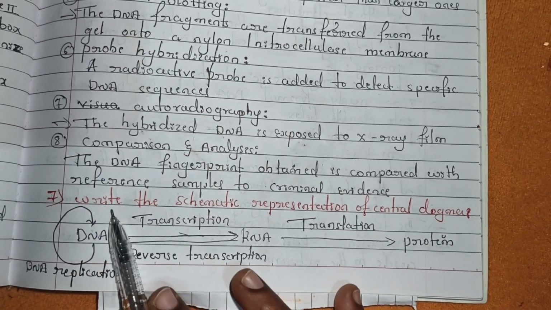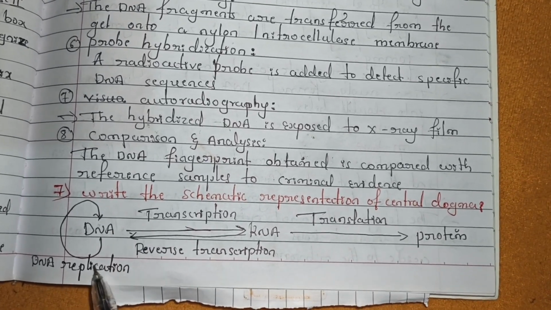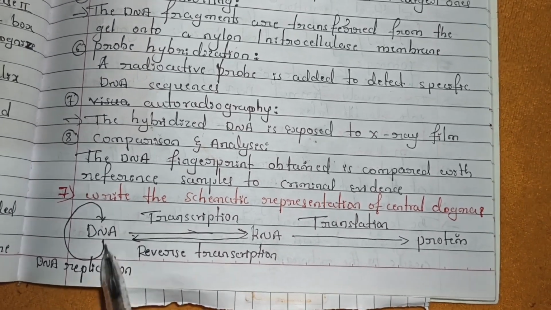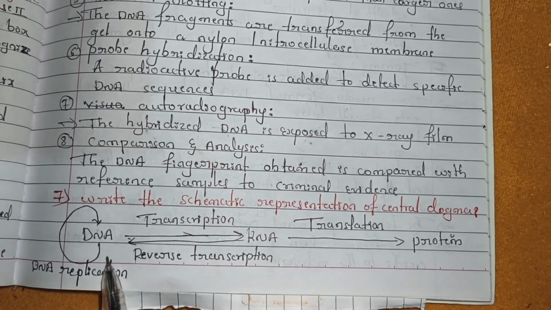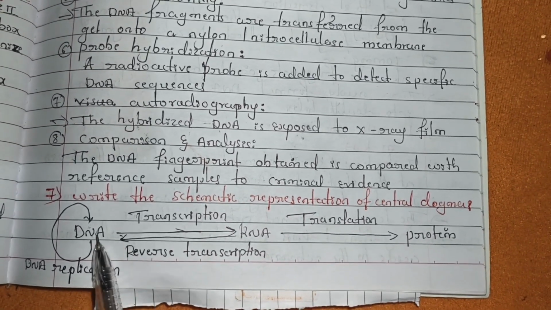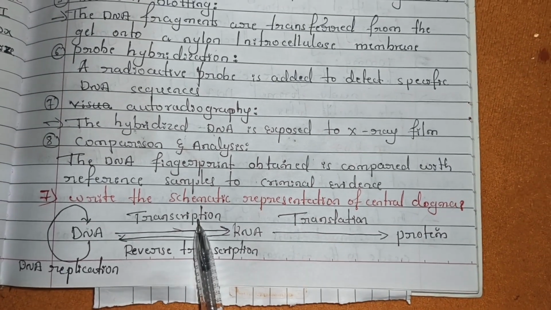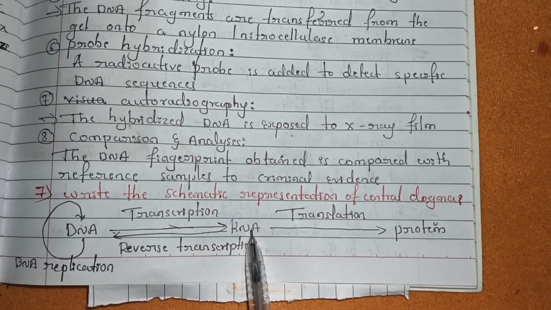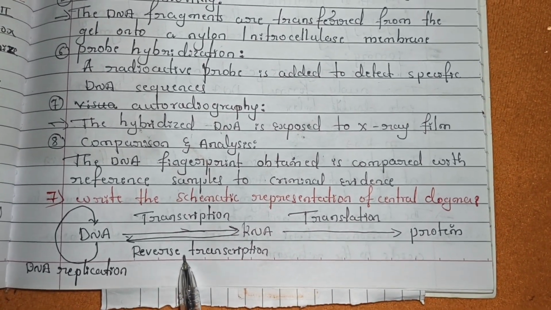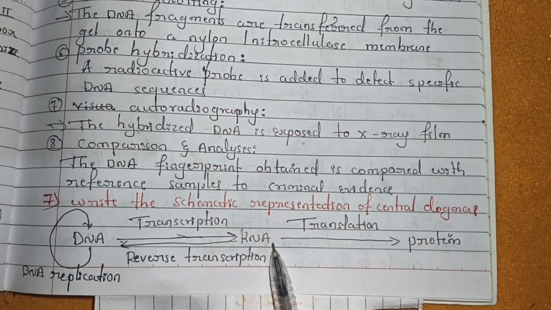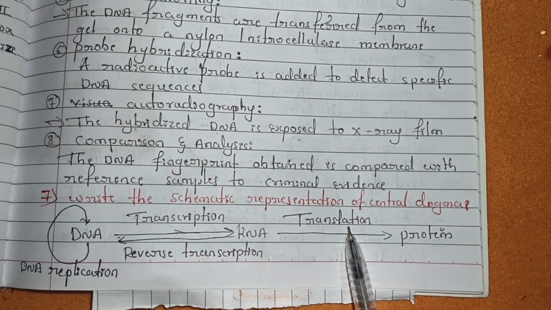And next question: write the schematic representation of the central dogma. Here DNA duplicates itself, a process we call DNA replication, meaning duplication of DNA from DNA. Next, DNA is used for synthesizing RNA, which we call transcription, and RNA can be used for synthesizing DNA, a process called reverse transcription. RNA starts synthesizing protein with the help of translation.